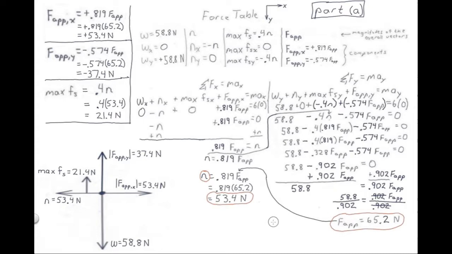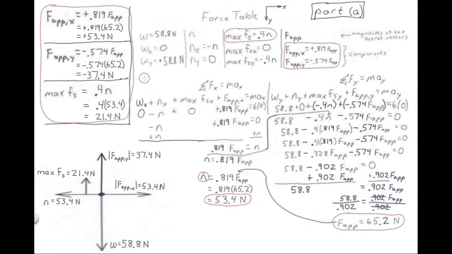A magnitude can never be negative, so yes, it makes sense that both of these results are positive. Now notice that over here I've performed some extra calculations in order to determine values for the x and y components of the applied force and the magnitude of the maximum static friction force. These values will help us to check if our collection of results for part A makes sense.